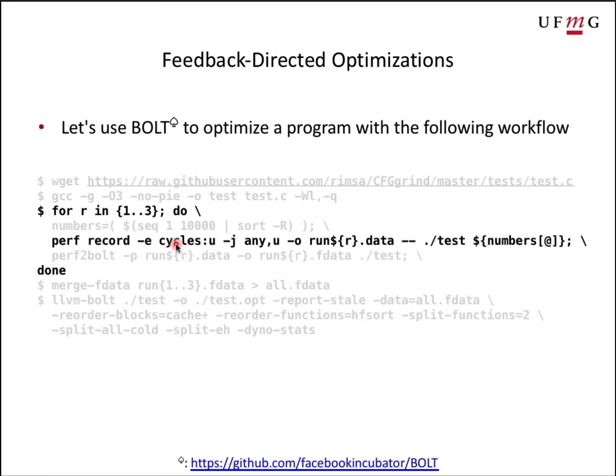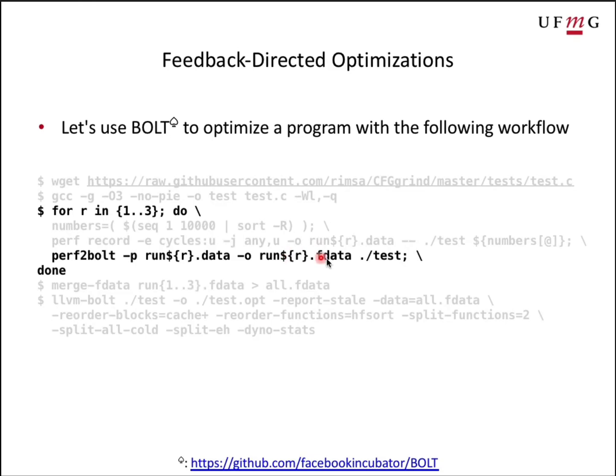In here, I'm generating, like we are doing 3 runs. So I'm generating run1.data, run2.data, run3.data, and then the same thing for fdata. So run1.fdata and so on. So we need the binary and then this data.